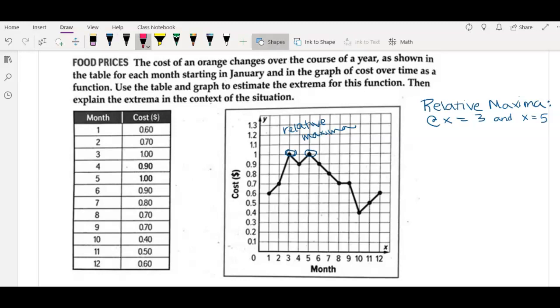Now let's take a look for a relative minima. We're going up, going up. We change direction. So here's one, and then here's one. Notice this isn't a real change in direction because it just kind of flattens. And these are our relative minima. So when we make a list of our relative minima, we have them at x equals 4 and x equals 10.